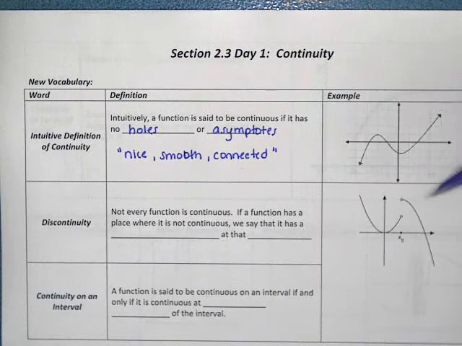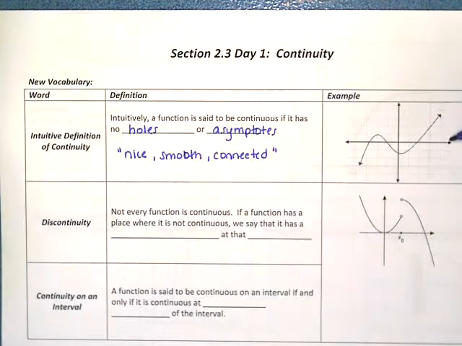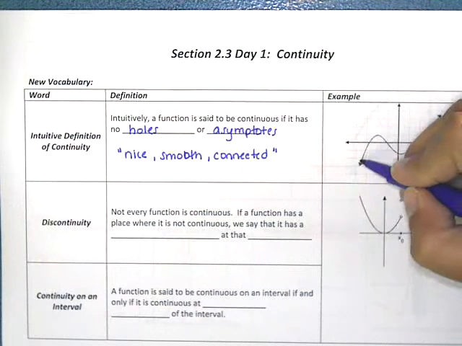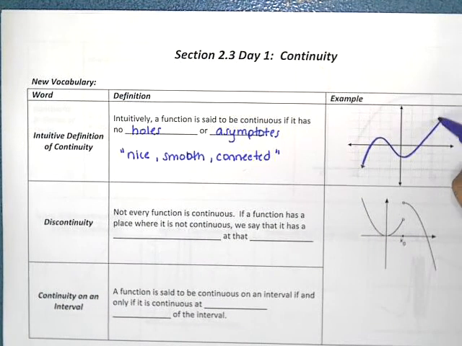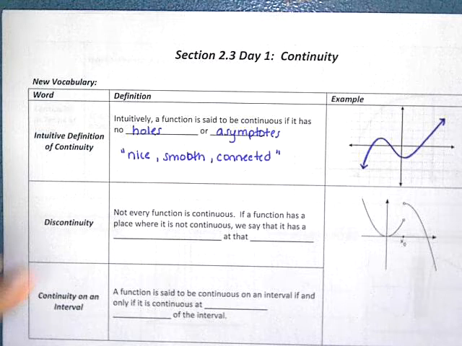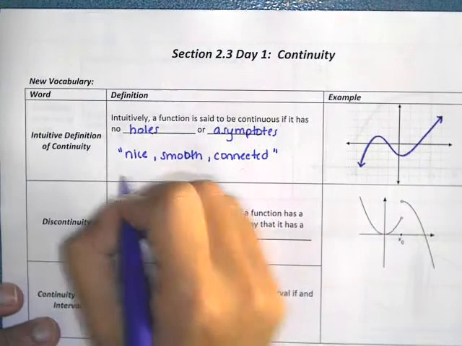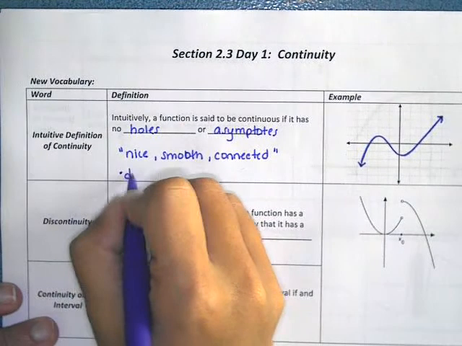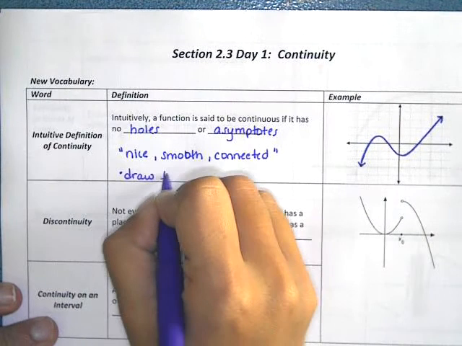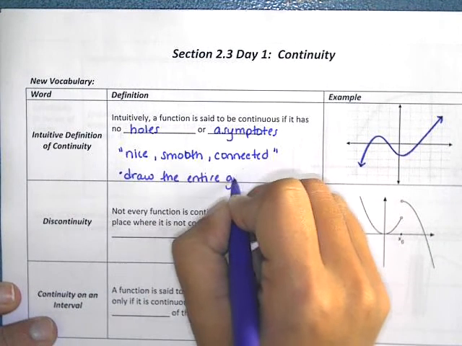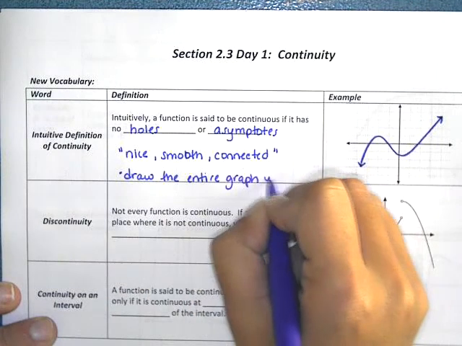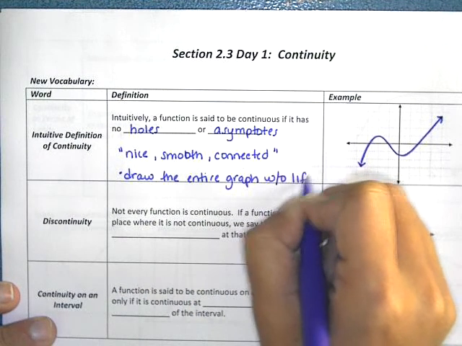So if we look at this example, this is a graph that is continuous. I can trace the entire graph without lifting my pen. And if I can do that, it is continuous. So I can draw the whole graph without lifting my pen.